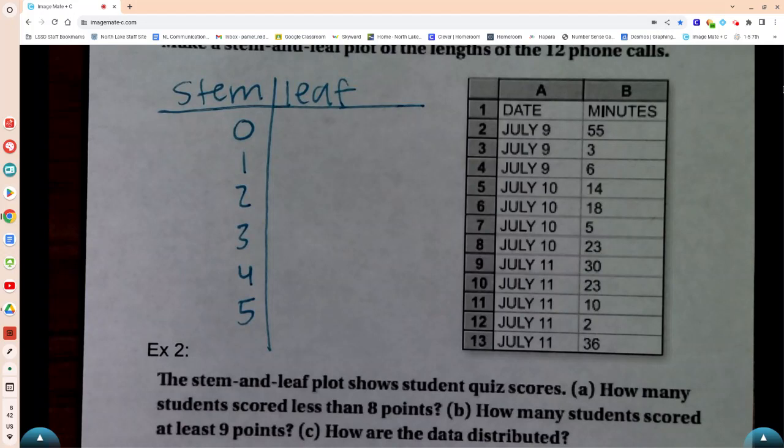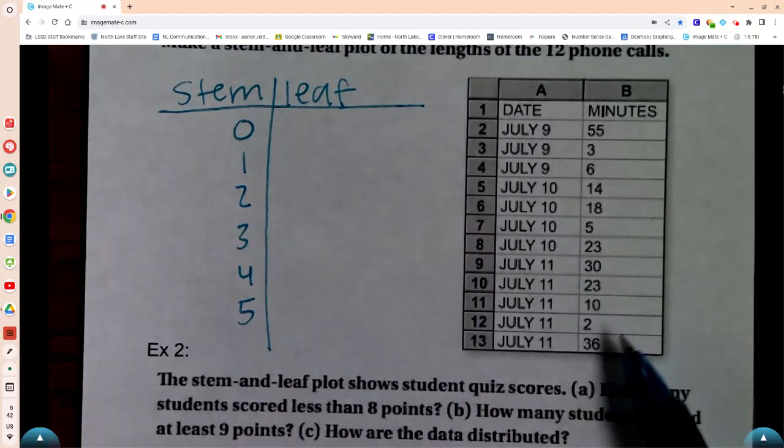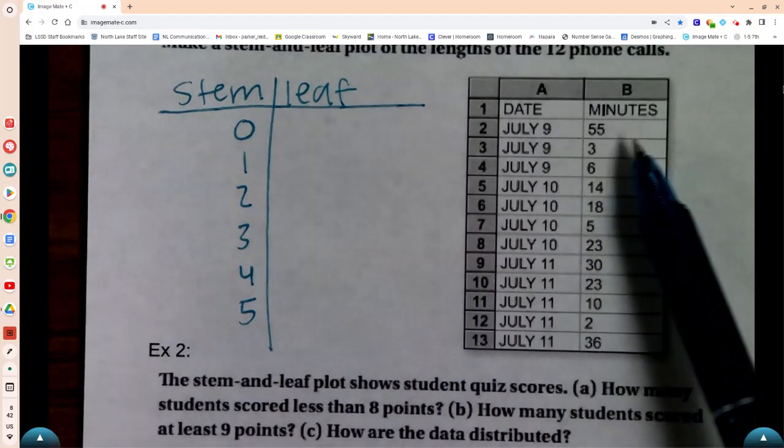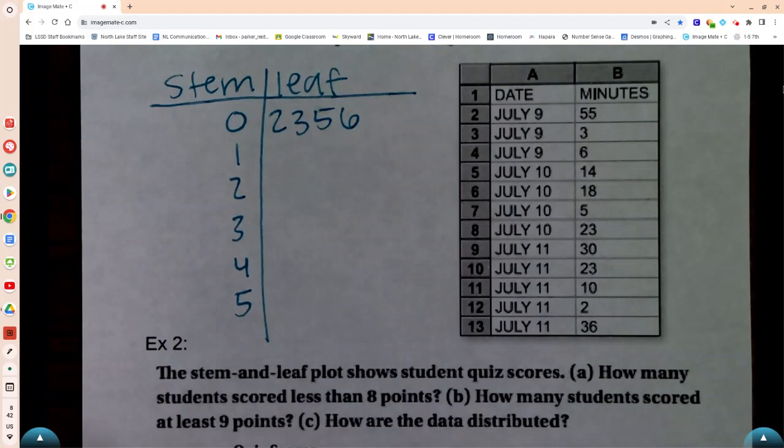Now I'm going to put my leaves. The leaves are always going to go in least to greatest order. So I start with my stem of 0. That's all my single-digit numbers. My single-digit numbers are 2, 3, 5, and 6. So I'm literally going to put 2, 3, 5, and 6. Each one of these numbers has an invisible 0 in front of it, which is why they are all going next to the stem of 0. They all have that same stem.